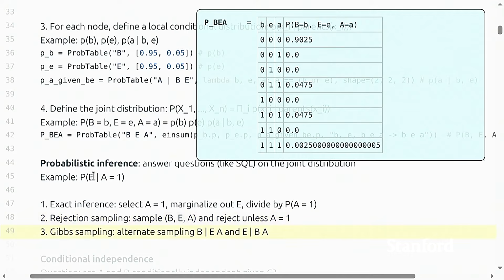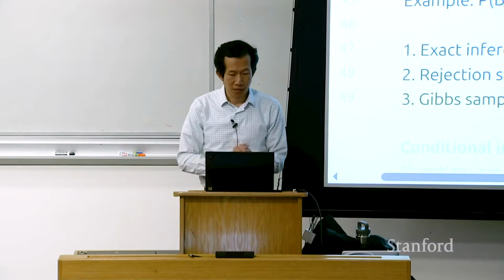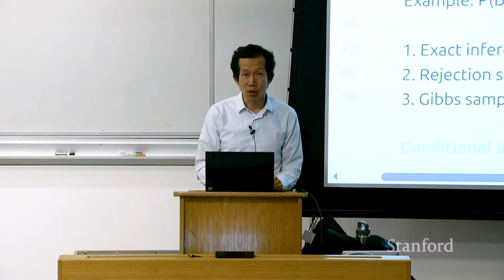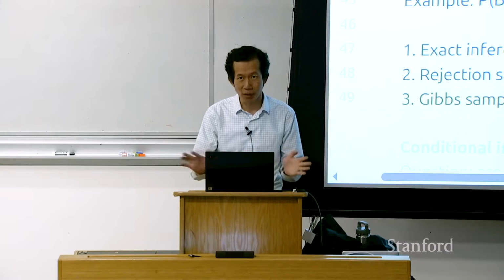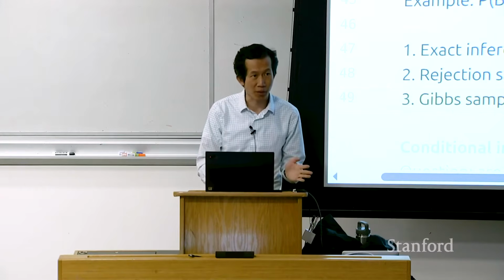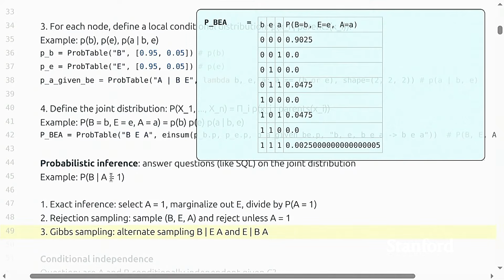Okay, and we also looked at Gibbs sampling, where the idea is that you start out with a full assignment to B, E, and A, and then you iteratively change the value of each variable conditioned on the rest. So you fix E and A, you update B. You fix B and A, you update E. And you don't update A because A is fixed to be 1. Okay, so those are probabilistic inference algorithms that we cover. There's many more that, if you take 228, I think you can get more depth in that.